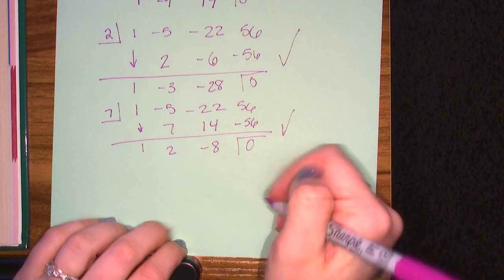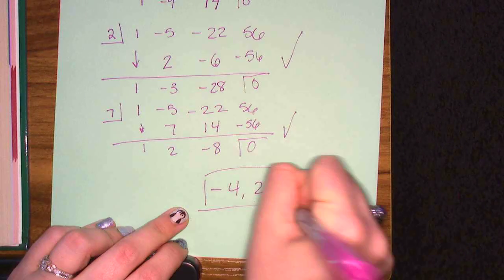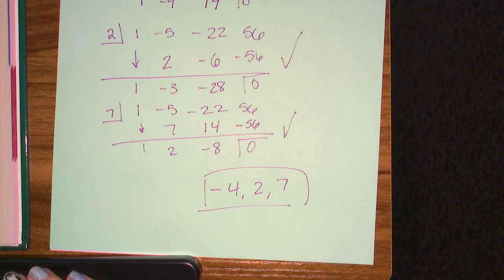Okay, and then your final answer is -4, 2, and 7. Make sure you actually write out which ones are. I'm not going to go searching for, oh, I think they wrote a check mark by this one. If one happened to not work, it doesn't usually happen with the whole number ones because you can look at your calculator and see that one works, or no, it doesn't.